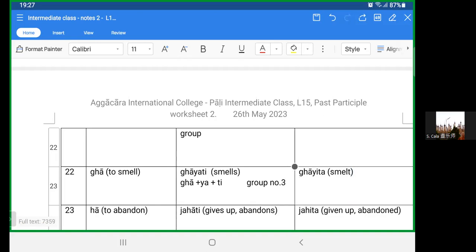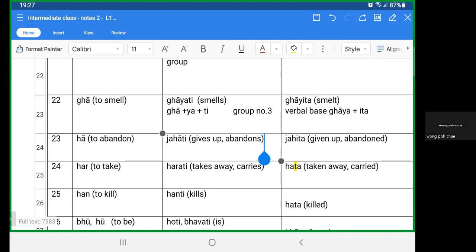So how do you get this? I think we can use Gaya. Gaya is the verbal base. Can we use the root ga? No, you have to use the verbal base because we need a Y here. Verbal base plus ita. This is easy, right? Okay, thank you.